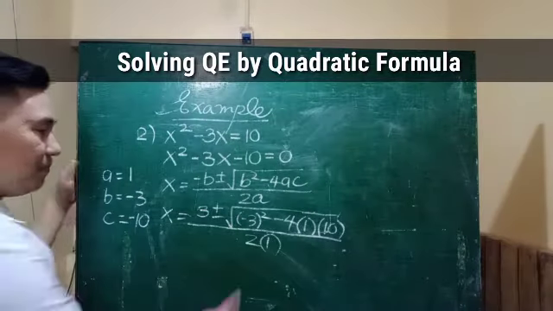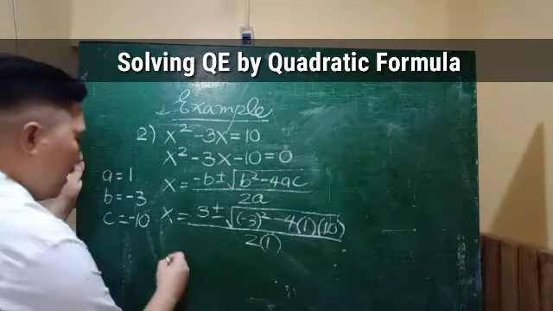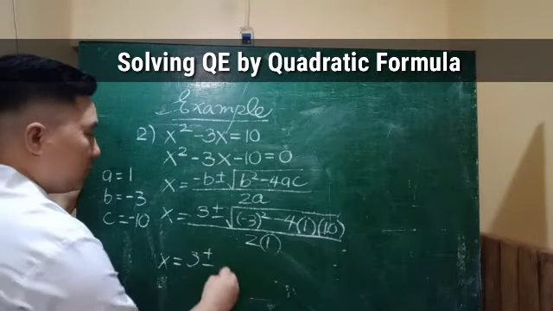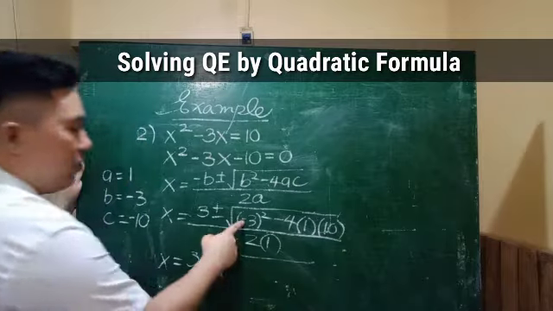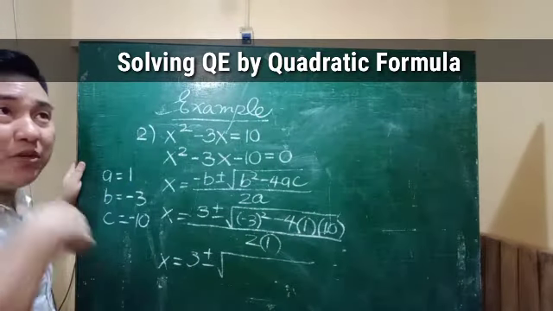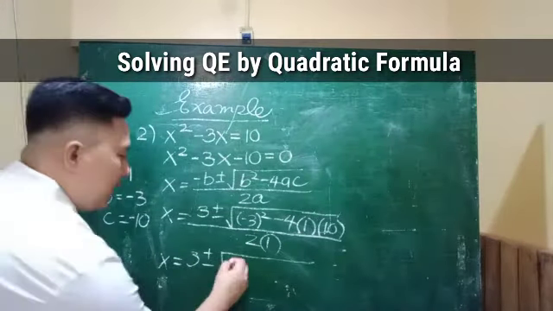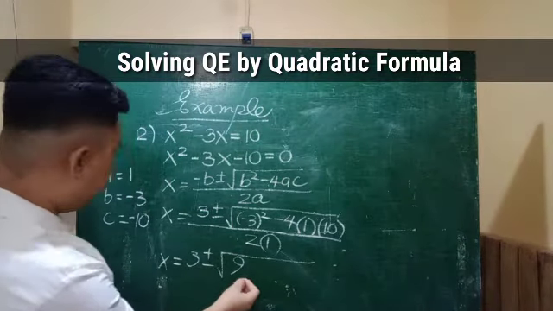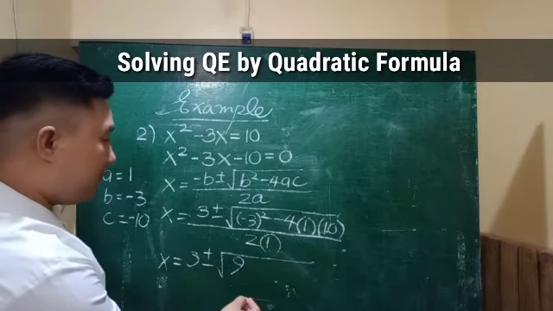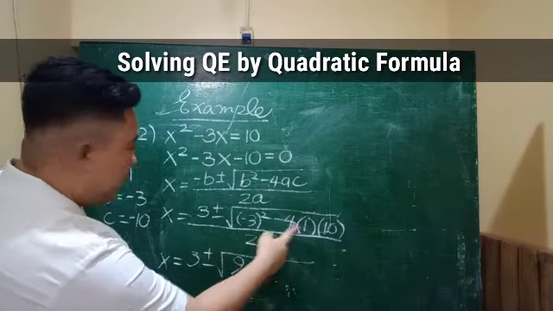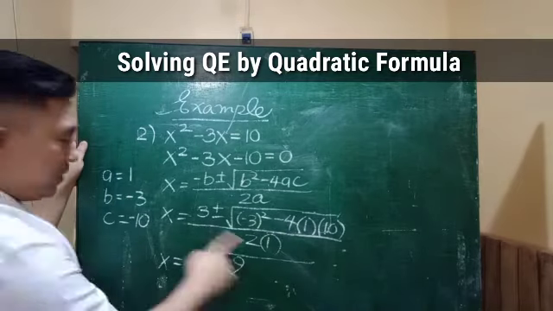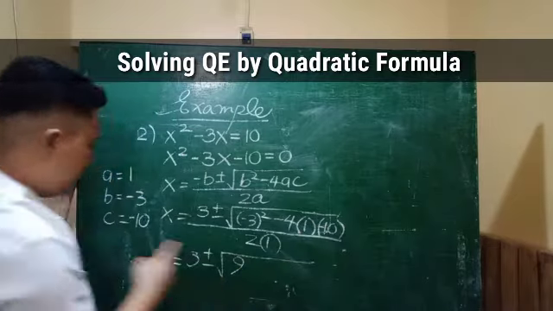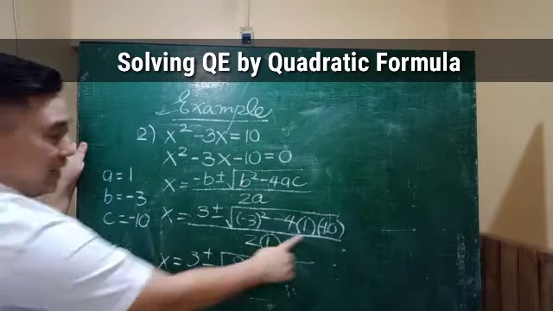Alright, next step, ito naman. So, we have x equals 3 plus and minus square root of, what is negative 3 squared? So, ibig sabihin nun, negative 3 times negative 3 ay positive 9. Next, we have negative 4 times 1. By the way, may mali tayo. Etong C natin ay negative, so dapat negative to. Okay? Ang C natin ay negative 10, kaya negative 10, okay?